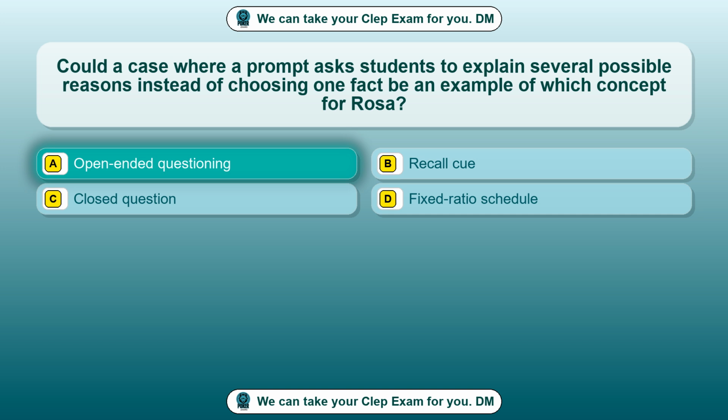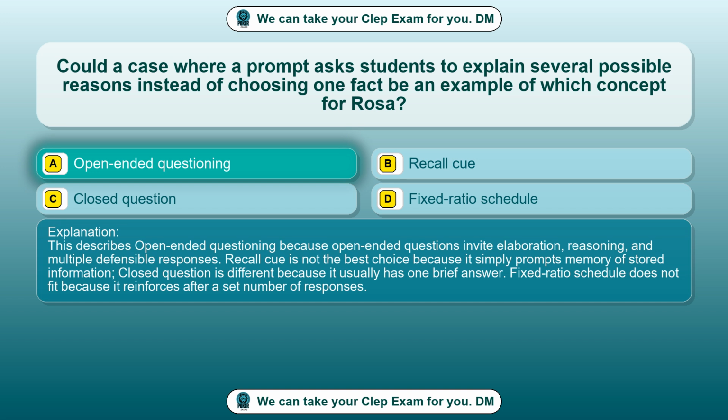Open-ended questioning. This describes open-ended questioning because open-ended questions invite elaboration, reasoning, and multiple defensible responses. Recall cue is not the best choice because it simply prompts memory of stored information. Closed question is different because it usually has one brief answer. Fixed ratio schedule does not fit because it reinforces after a set number of responses.